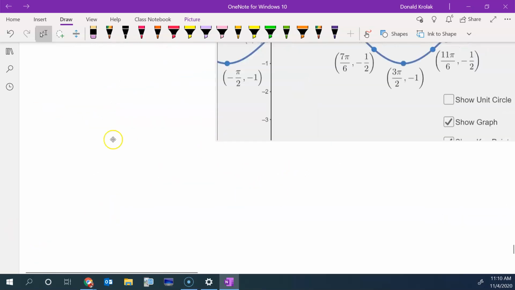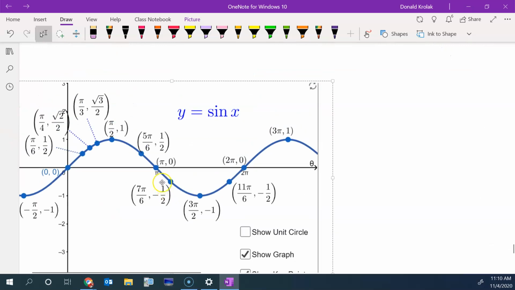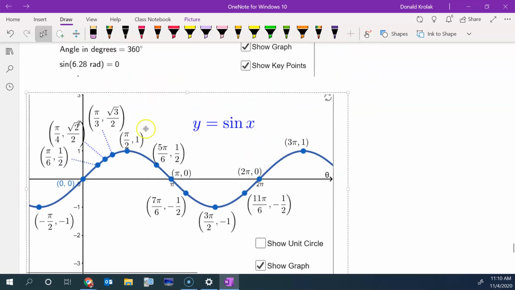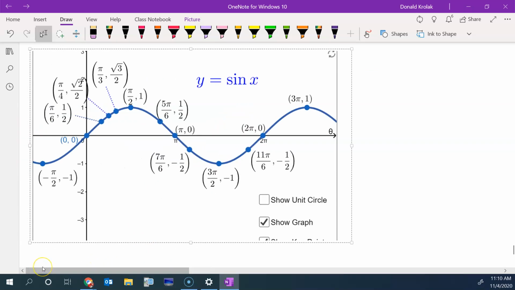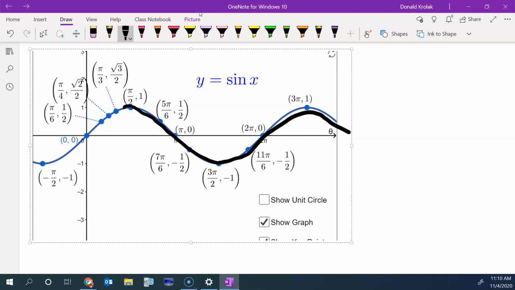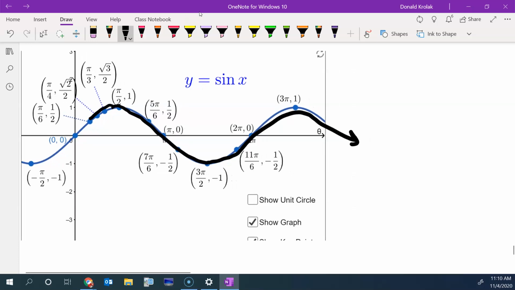How do we get the range? The domain, it goes on forever. The domain is how far it goes to the right and to the left. So this graph would go on forever to the right, and it would go on forever to the left. So the domain is from negative infinity to positive infinity.